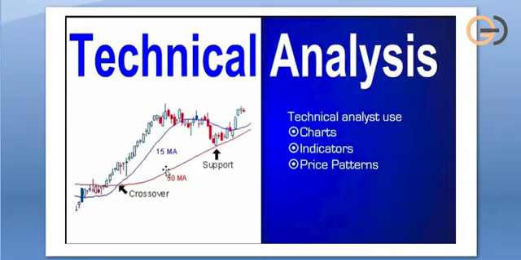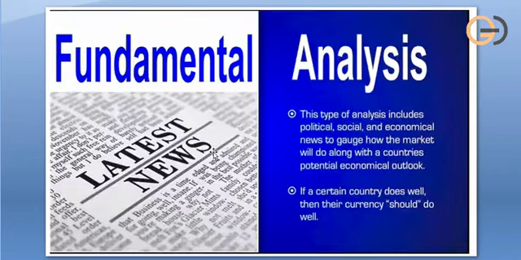There are different ways you can do technical analysis. You can use charts, you can use indicators, you can use price patterns. Charts are the normal price movement, the candlesticks that are moving. Then you can use indicators like moving averages just to measure the price. Then you can use price patterns and different price action templates to measure your technical analysis. Then also after technical analysis, we have what we call fundamental analysis. This type of analysis includes political, social, and economic news to gauge how the market will do with a country's potential economic outlook.